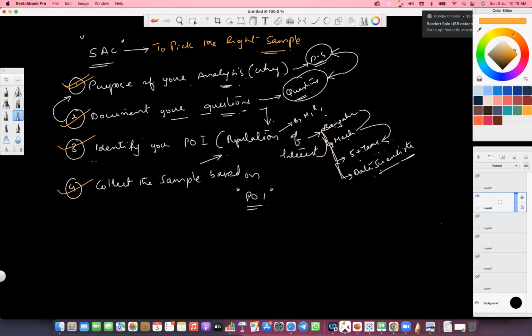So the 3 points, can you write them down? The purpose of your analysis in order to buy a house. Based on that, I will give you some corrections where you made a mistake and where it needs to be corrected. Can you do this? In order to buy a house, what is the purpose of your analysis? Document your questions, identify your population of interest.